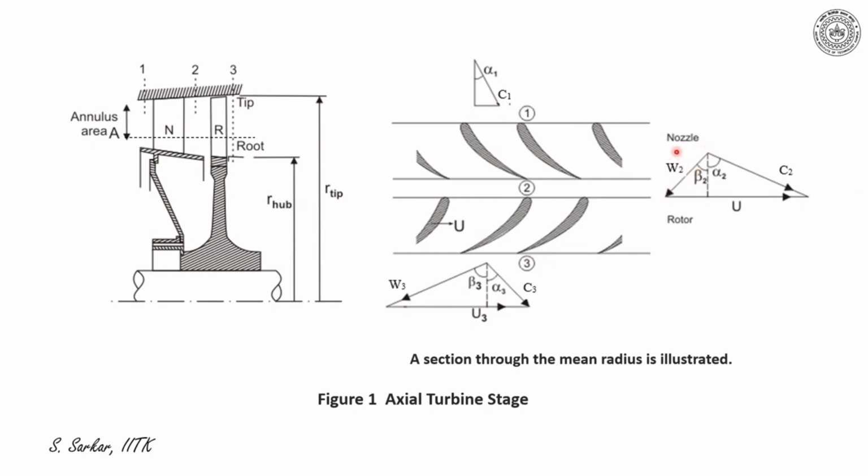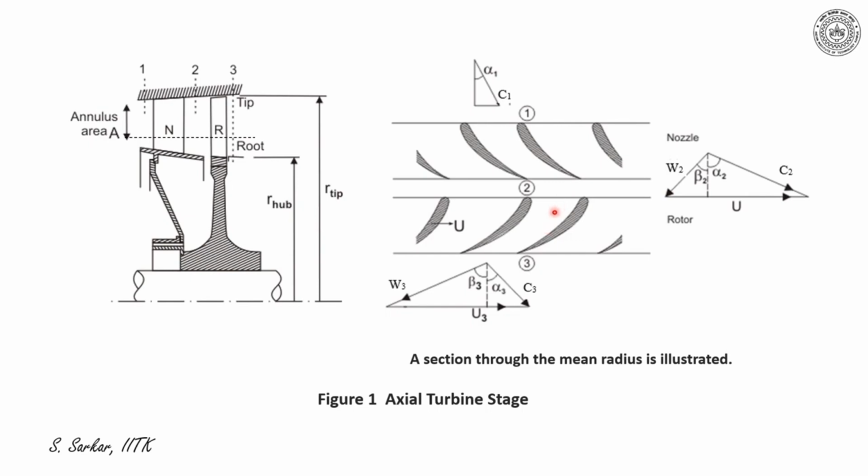Now, W2 is the relative velocity which enters the rotating blade. That makes an angle beta 2 with the z-axis, and C2 makes an angle alpha 2 with the z-axis. Please note that superposition of W2 and U will give you C2. Here C2 is much higher than C1 because of acceleration of flow within the nozzle. W2 is the relative velocity that is entering the rotor.